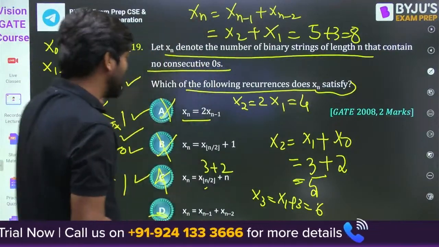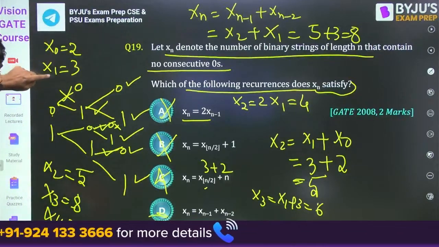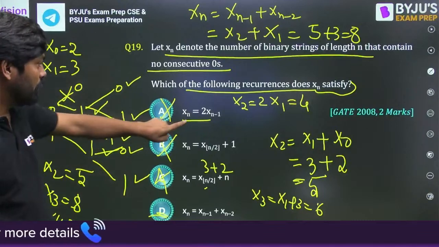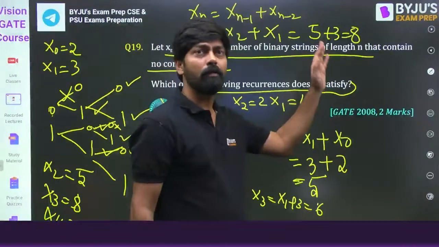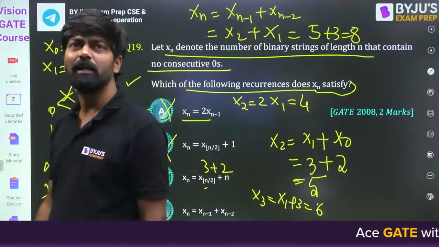Okay, if you want, you can write like this. You can take x1, x2, x3, x4. Fine. If you don't want, no problem. I think it is okay. 5 plus 3 is 8. You can go for x5 also if you want. I think 13 will come.